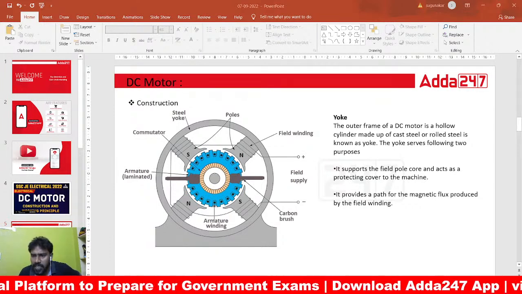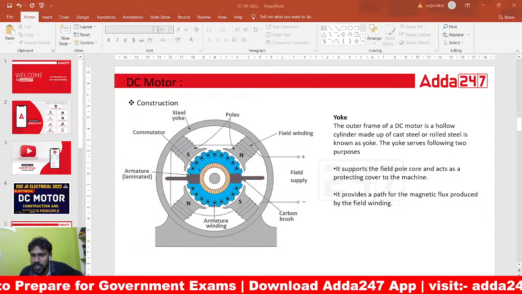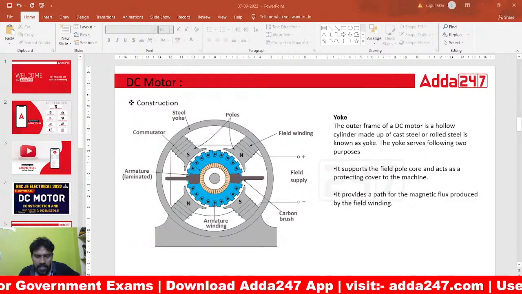Can anyone guess how it works? What is the working principle of a DC motor?